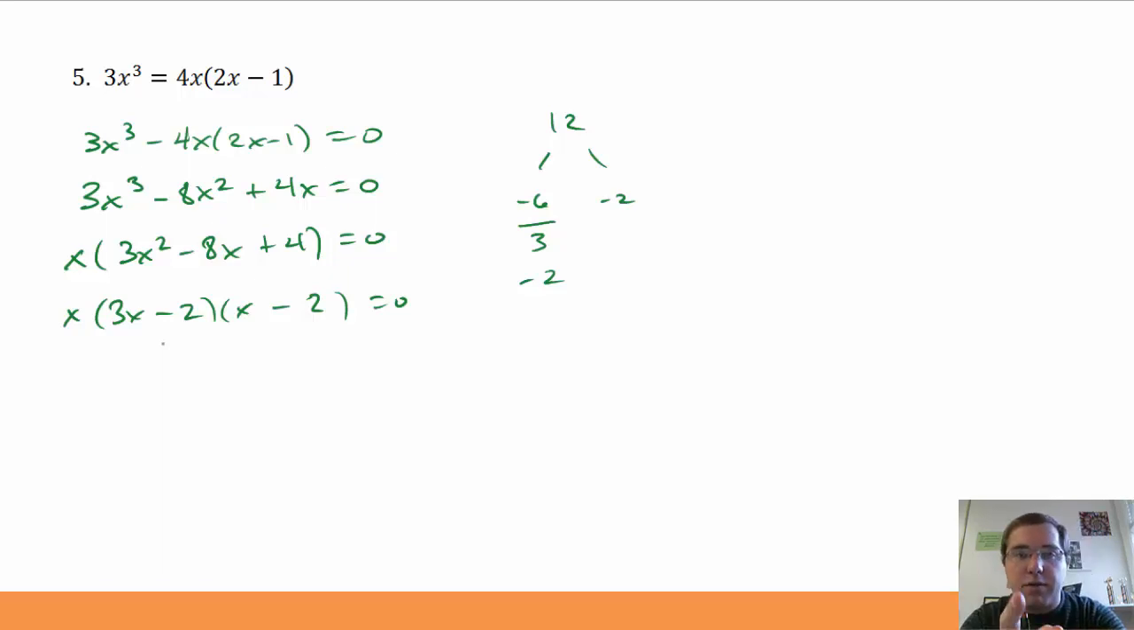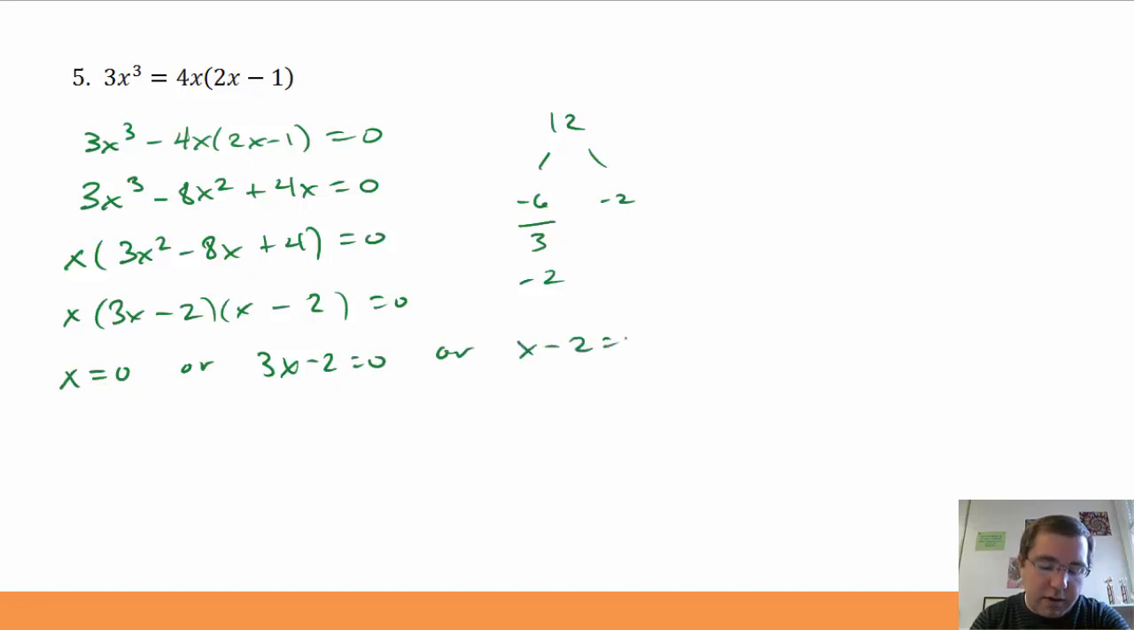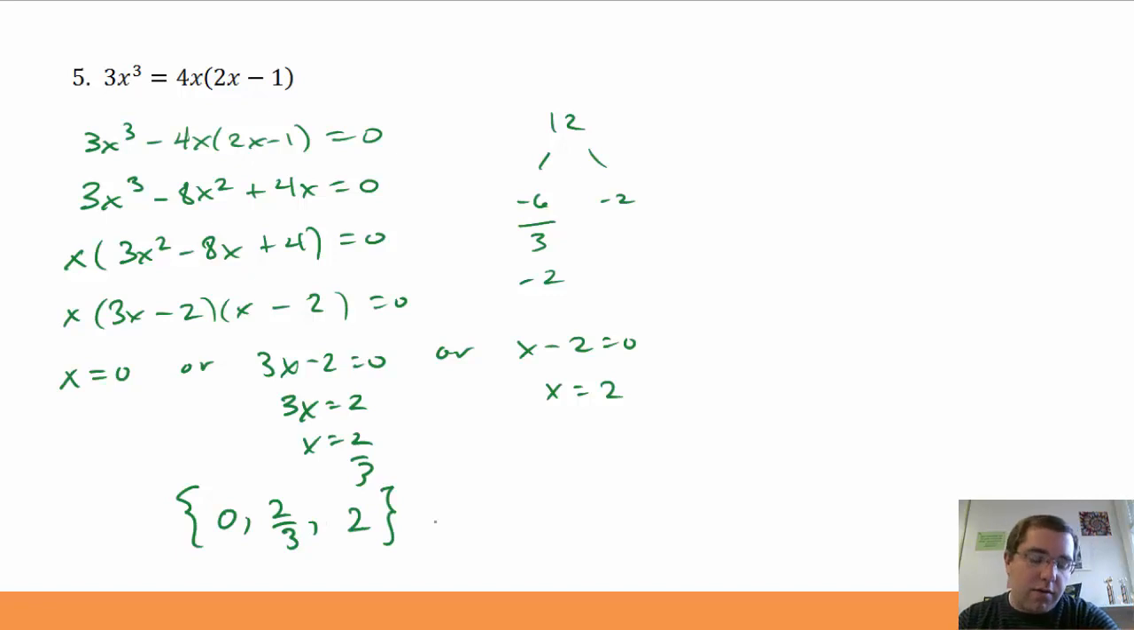Now I've got a product of 3 things that equal 0, so I'm going to have 3 equations equal to 0. X equals 0, or 3x minus 2 equals 0, or x minus 2 equals 0. So x equals 0 is already solved. 3x minus 2 equals 0 means 3x equals 2, and x equals 2/3. X minus 2 equals 0 means x equals 2. So my solution set includes all 3 of those things: 0, 2/3, and 2. There are 3 different values for x that would make that equation true.